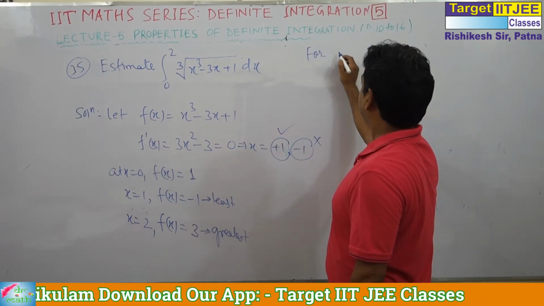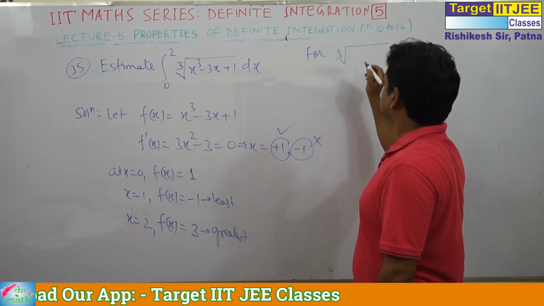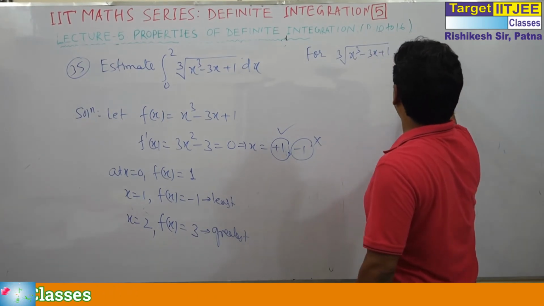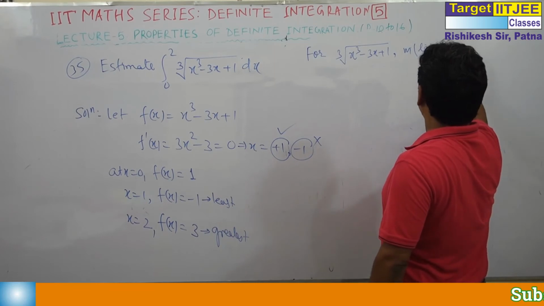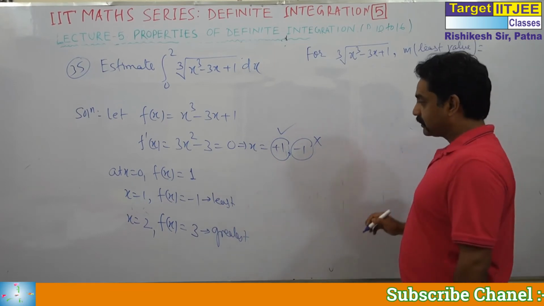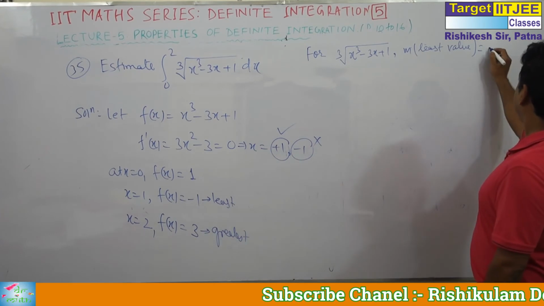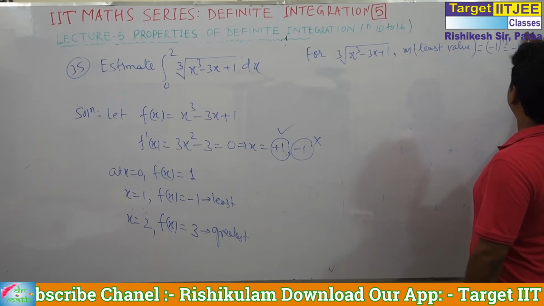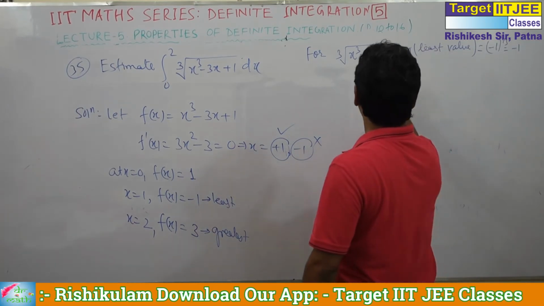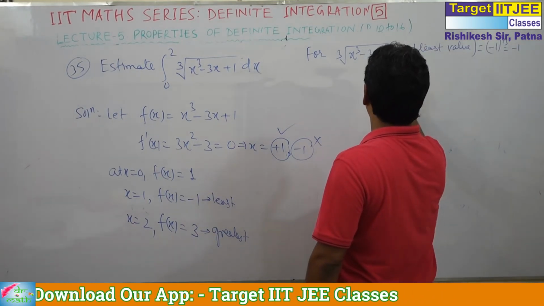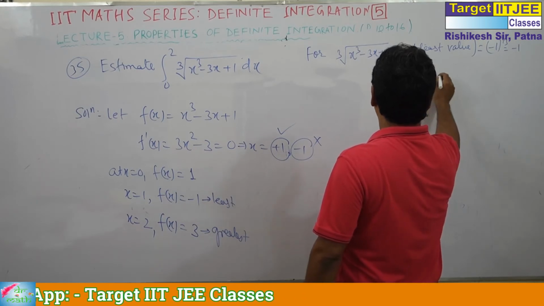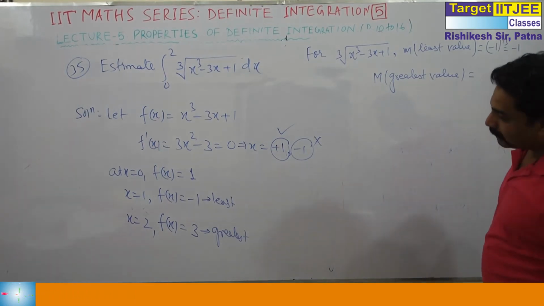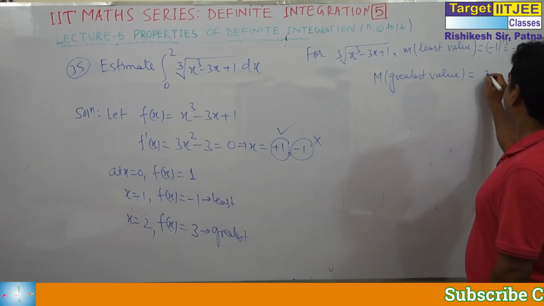So for the cube root of x cube minus 3x plus 1, m, the least value, is minus 1 to the power 1 by 3, which is minus 1. And what is the greatest value? Capital M, the greatest value, I think is 3 to the power 1 by 3.